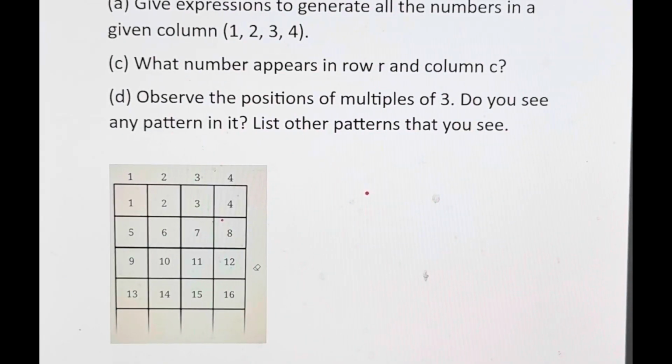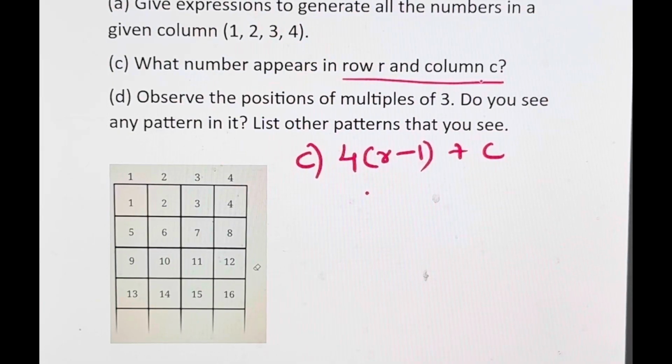Question 15c. What number appears in row R and column C? Now the numbers are not given, so we need to form an expression for it. So answer C will be, now if you remember, we were adding 1 to the quotient to get the row. And they were all multiples of 4. So we write 4, and we were adding 1, but here we will subtract 1: R minus 1. And the column was the same as the remainder. So this is the expression for answer C. In brackets, you can write 4 bracket R minus 1, plus C. Why 4? Because all are multiples of 4.